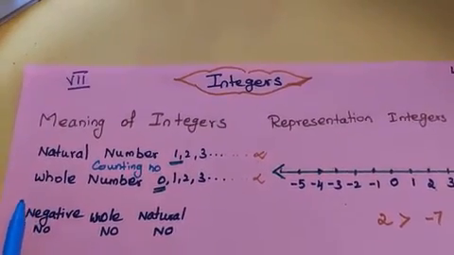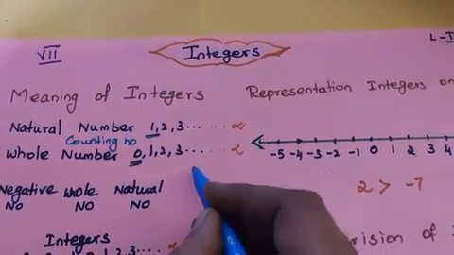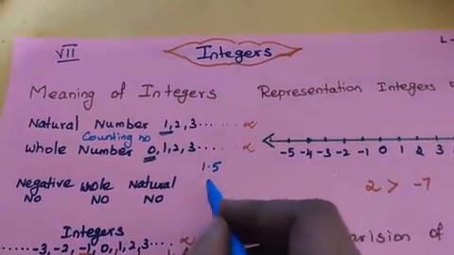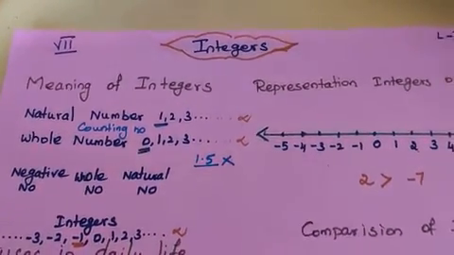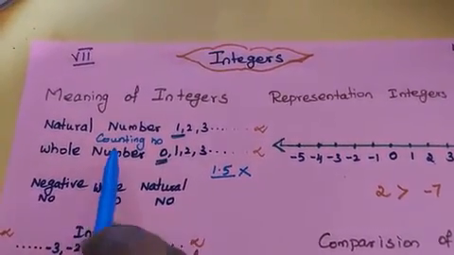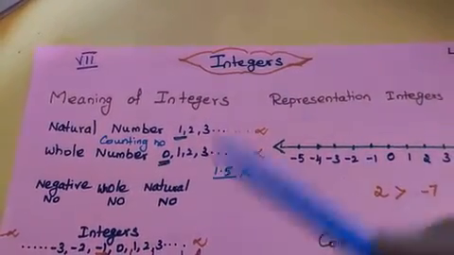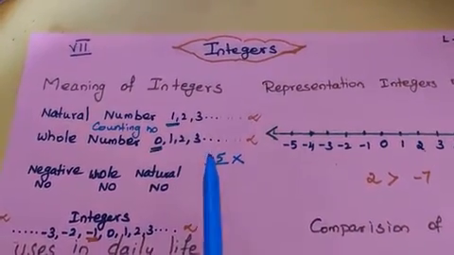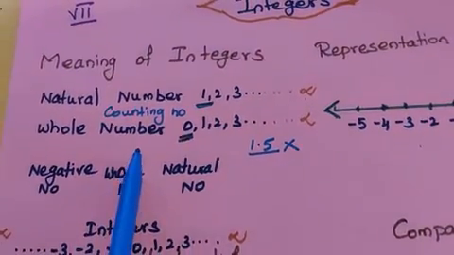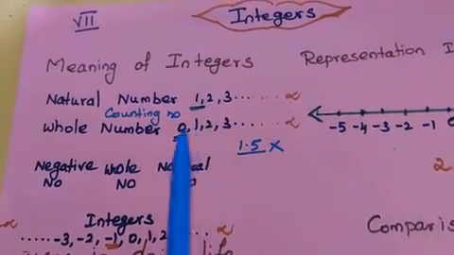Now about natural numbers and whole numbers, you can ask whether 1.5 is a natural number or a whole number. No, this is not a natural number or a whole number, because decimals do not come in natural or whole numbers, because they are counting numbers. Counting numbers always come as 1, 2, 3 like that, whole numbers only, right? They do not come in decimal format. So no decimal numbers come under natural or whole numbers. It is only 1, 2, 3 like that, counting numbers only.